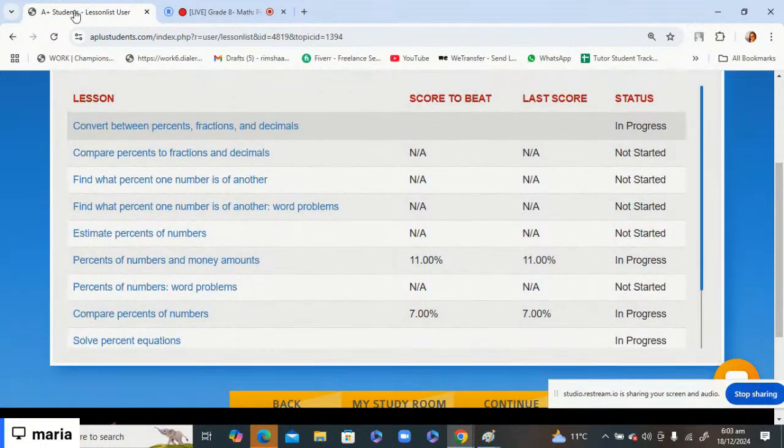So today we start the very first lesson, which is convert between the percent, fraction and decimals.